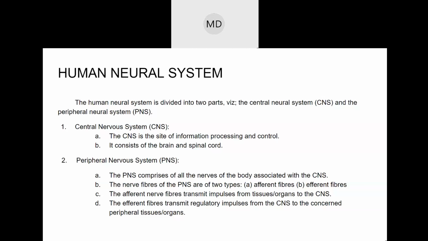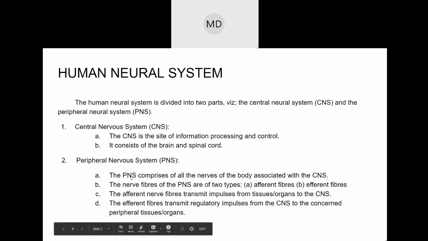Okay, afferent fibers, they send signals from the tissues and organs to the central nervous system, and the efferent fibers, they send signals from the central nervous system to the tissues. Okay, it is the opposite.